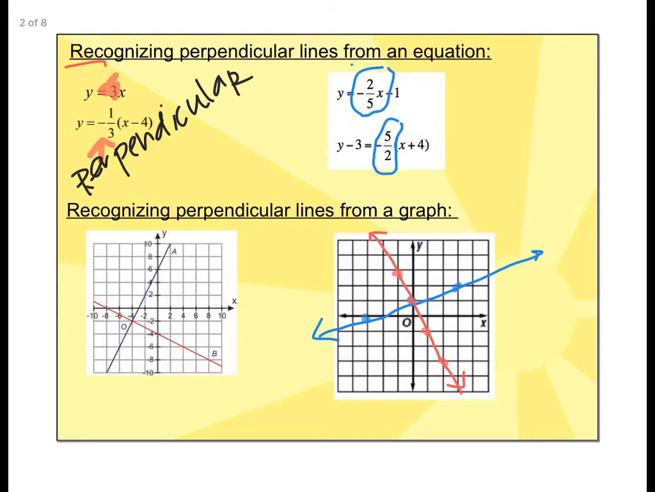So if I'm checking those, they are reciprocals of each other, but they are not opposite signs because they're both negative. So those do not work. They are not perpendicular.